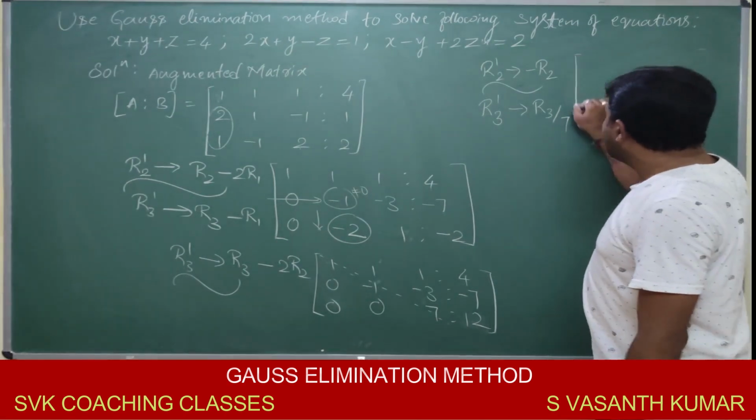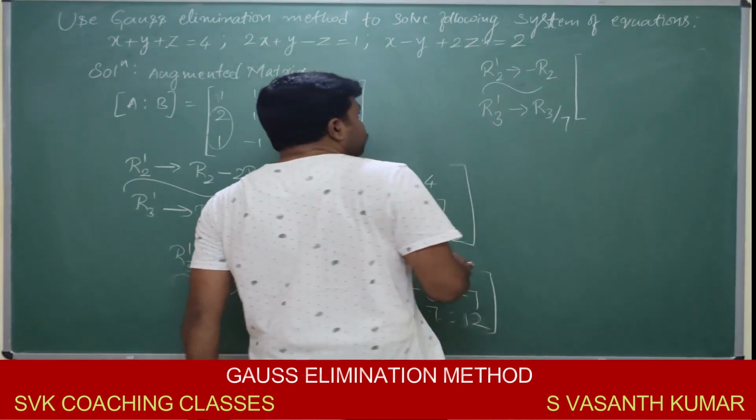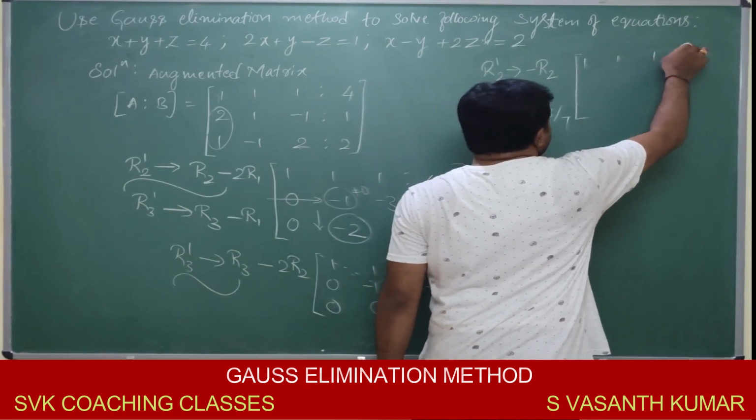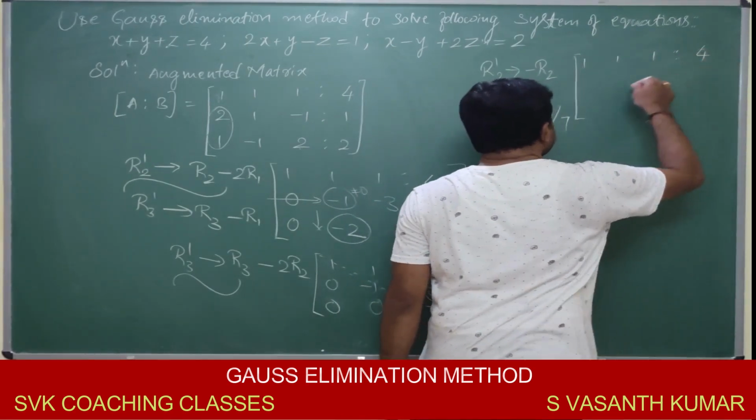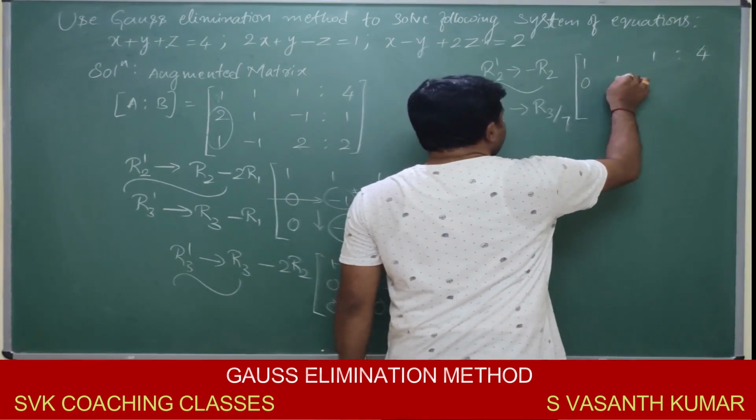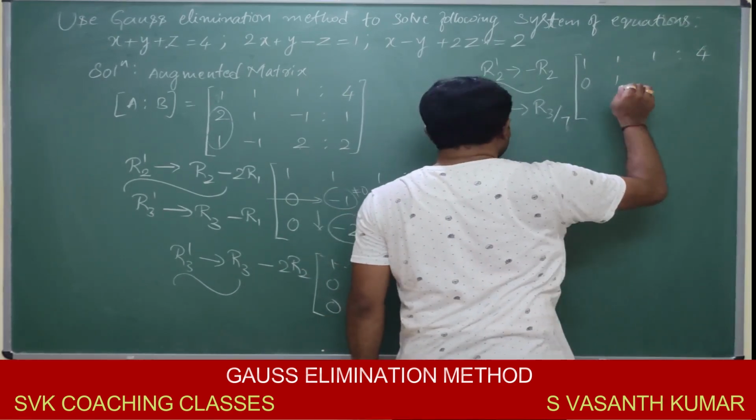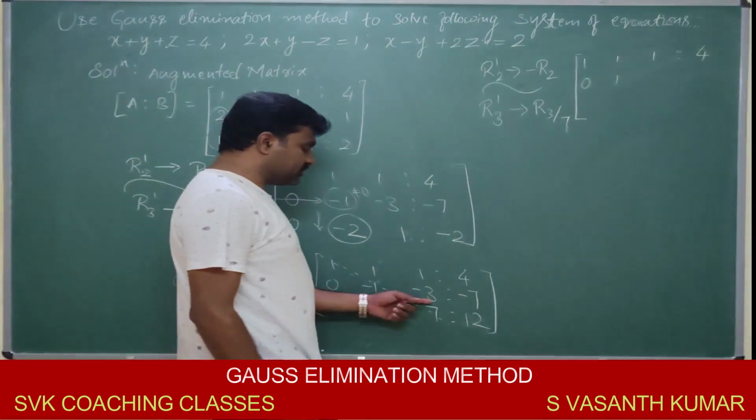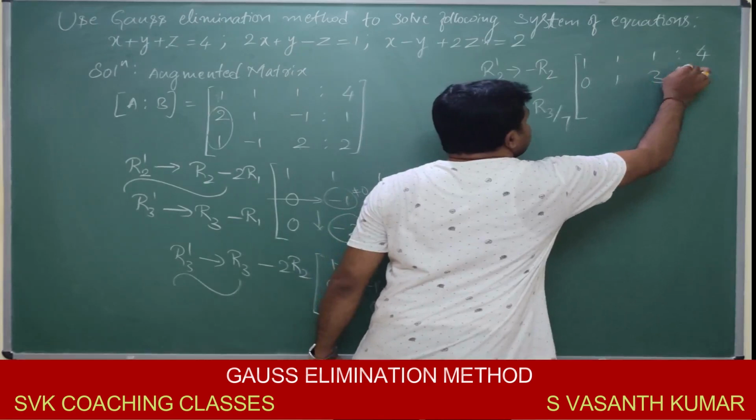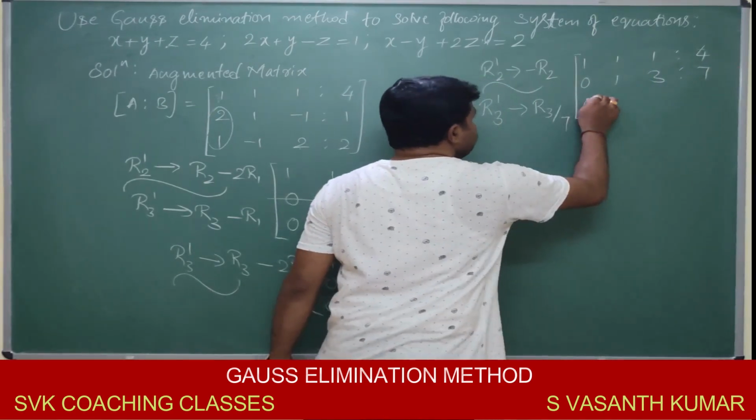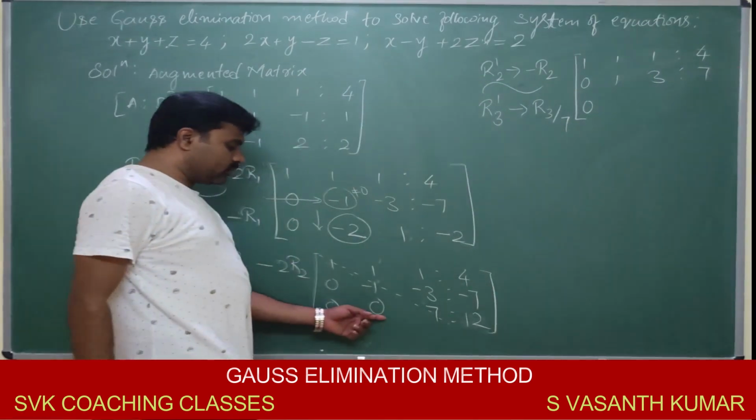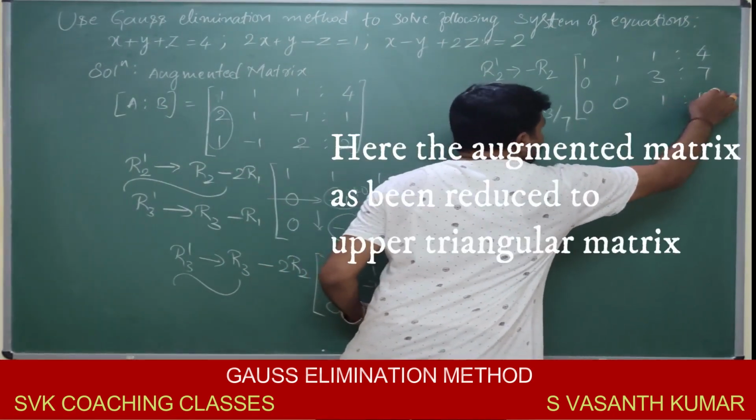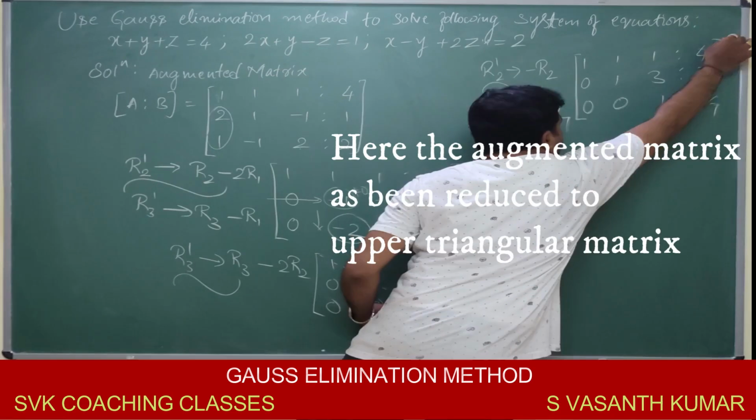So you are going to get a new matrix. The first row is not disturbed: 1 1 1 4. Second row: 0, you are dividing and multiplying by minus sign, so minus into minus is plus: 1 3 7. Then 0, you are dividing the third row by 7. So 0 0 1 12 by 7.